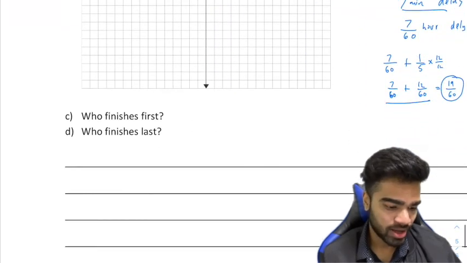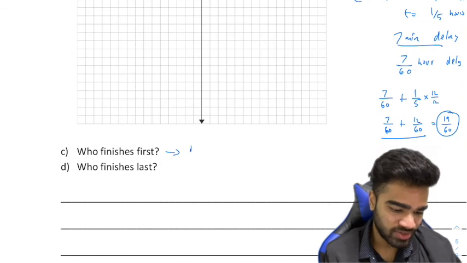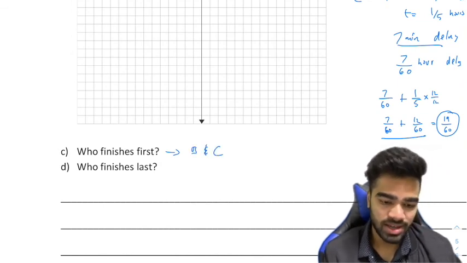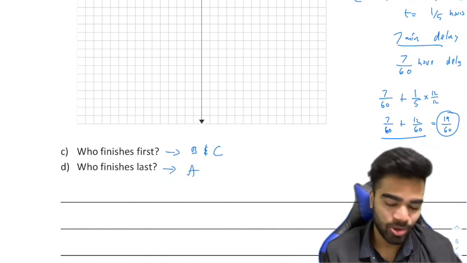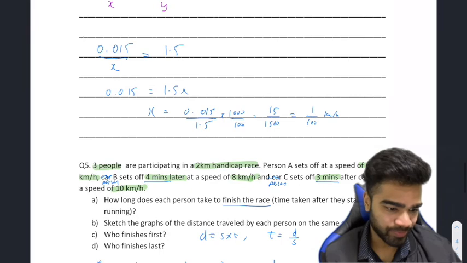Let's keep going. Who finishes first? Well, there's actually a two-way tie, isn't there? Who finishes first? Person B and person C. And who finishes last? Good old person A, who started at the very start. So person A is pretty slow. Feels bad for him. Okay.